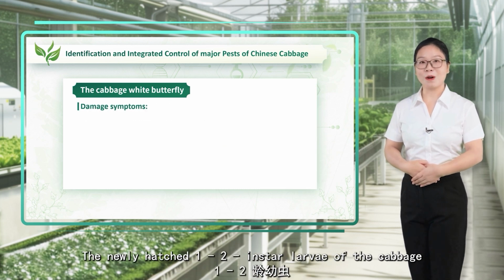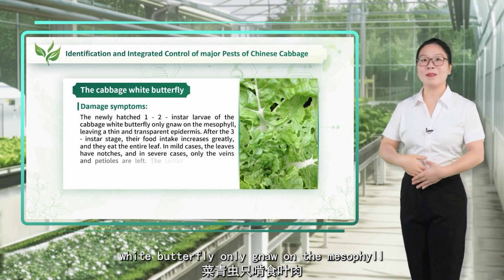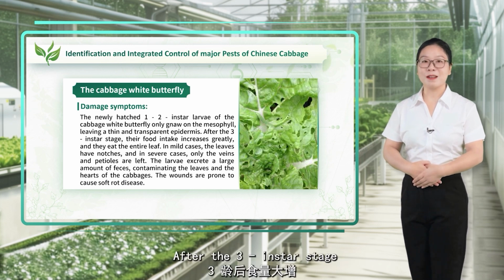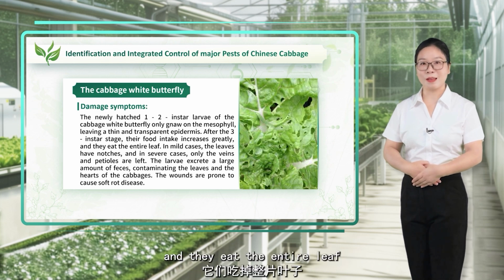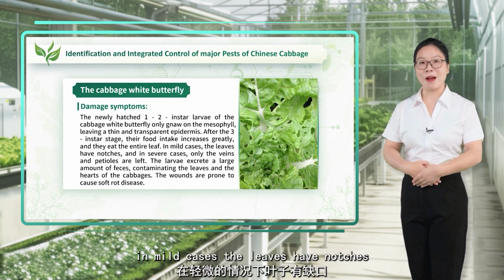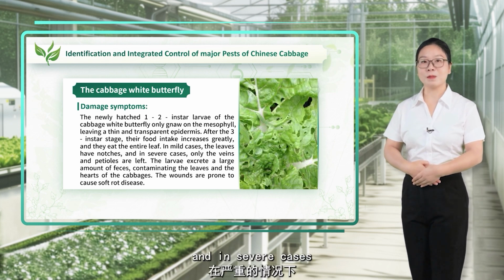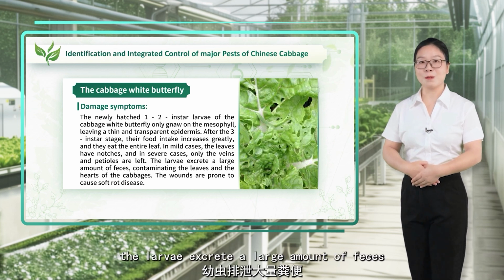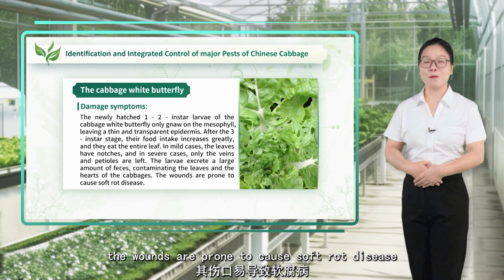The newly hatched 1-2 instar larvae of the cabbage white butterfly only gnaw on the mesophyll, leaving a thin and transparent epidermis. After the 3rd instar stage, their food intake increases greatly, and they eat the entire leaf. In mild cases, the leaves have notches, and in severe cases, only the veins and petioles are left. The larvae excrete a large amount of feces, contaminating the leaves and the hearts of the cabbages. The wounds are prone to cause soft rot disease.